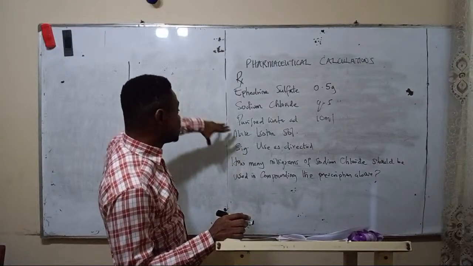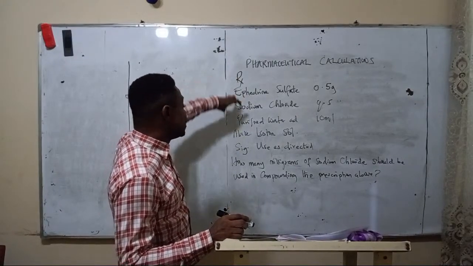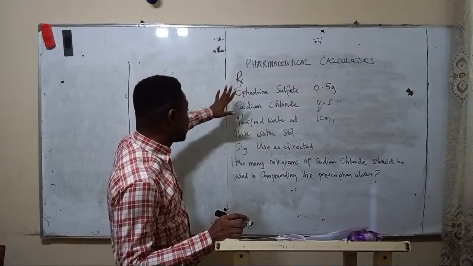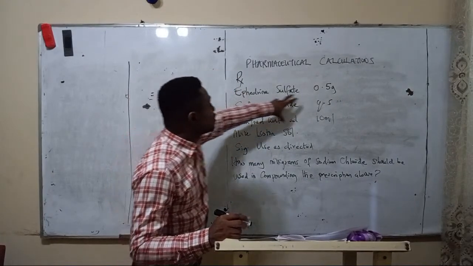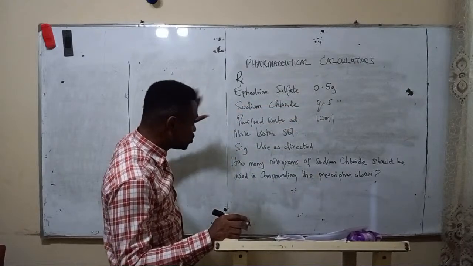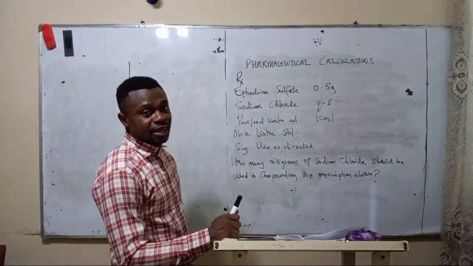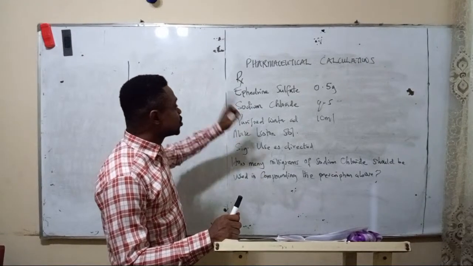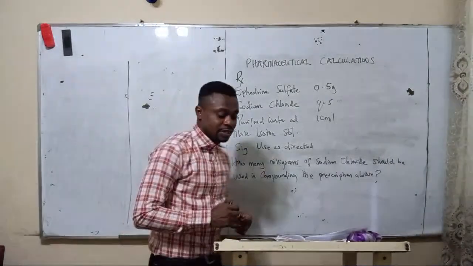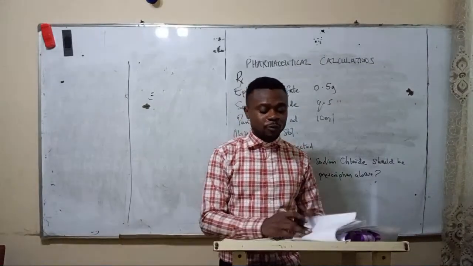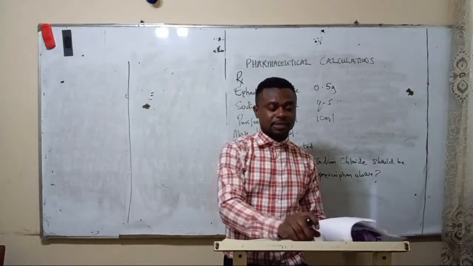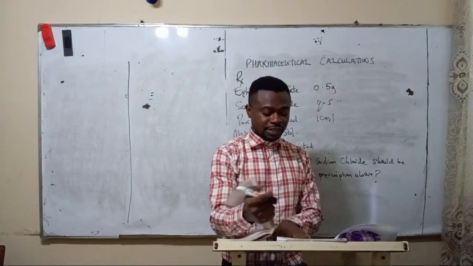This isotonicity adjustment has to do with the use of what? The osmotic pressure. That means we need to look at the sodium chloride equivalent of this ephedrine sulfate before we can even do anything. What is the sodium chloride equivalent of ephedrine sulfate? A very important question. If we know it, then we can solve this question.